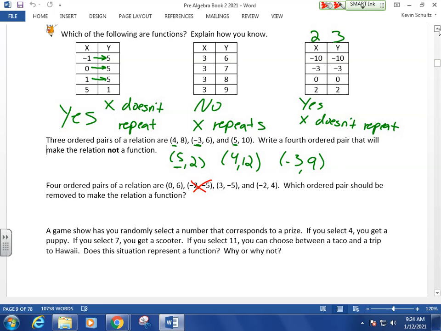Does this situation of you choosing a number and then getting a corresponding prize represent a function? Why or why not? Sarah? Okay. Aiden? No, because you can only have one number for one x, and there's two things for one x value. Okay. And when you say there are two things for an x, what are you talking about? Like if you select number 11, you can get either a taco or a trip to Hawaii. Okay. Any other thoughts?